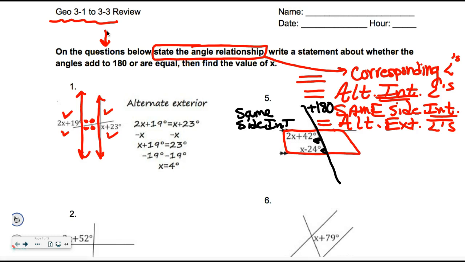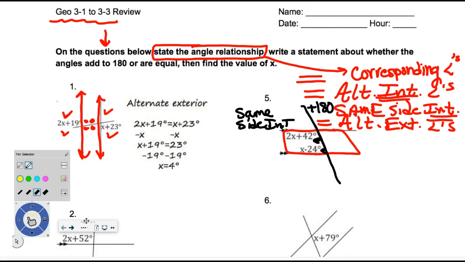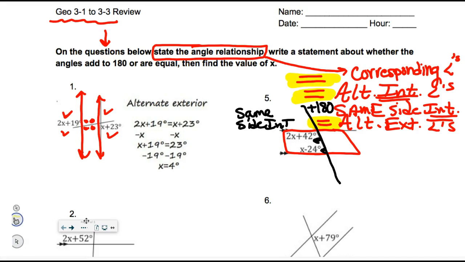So you'll notice up here that the only possibilities for you are to say that things are equal or that they add up to 180. So never do anything else with this picture. You're either going to set them equal, like I will on number 1. That's why this one's done for you. We set them equal, right? Or like on this number 5, they add to 180.